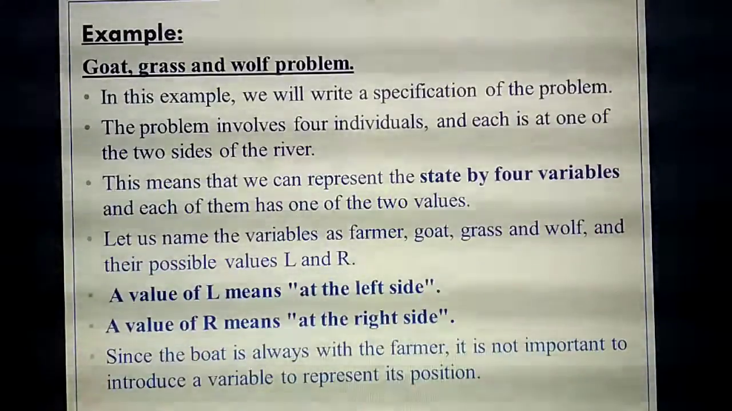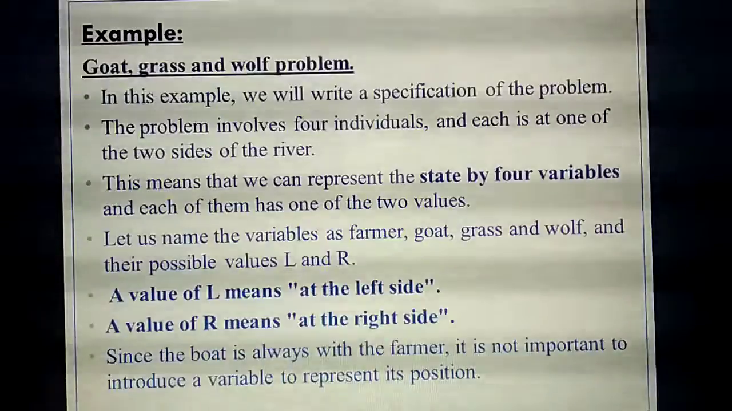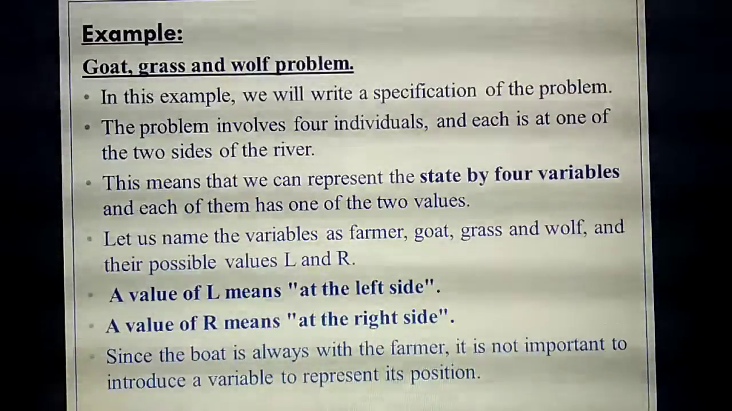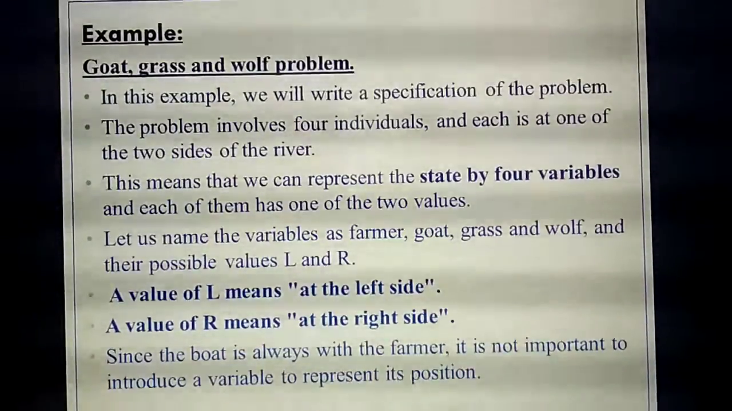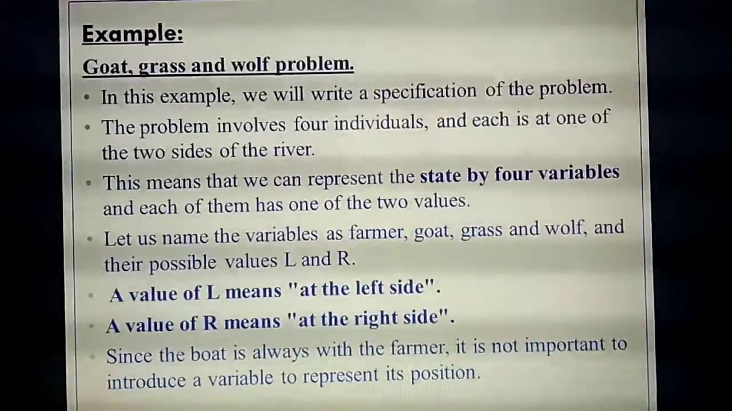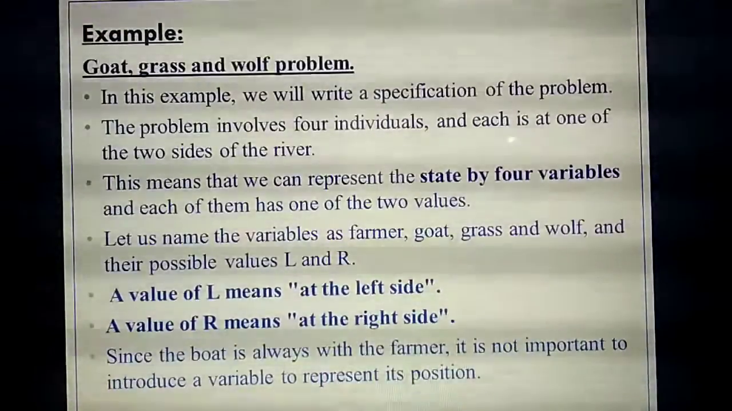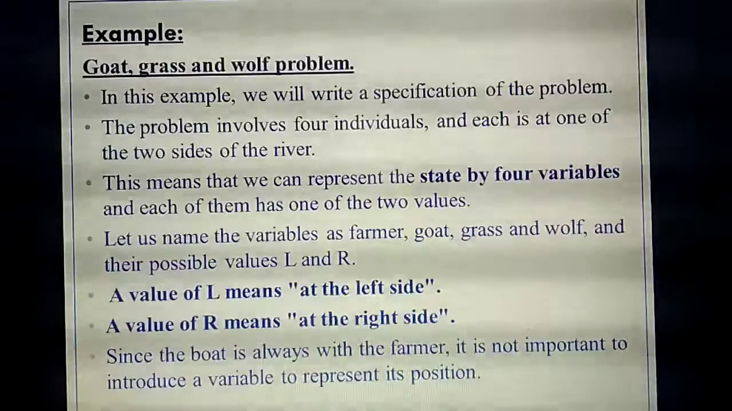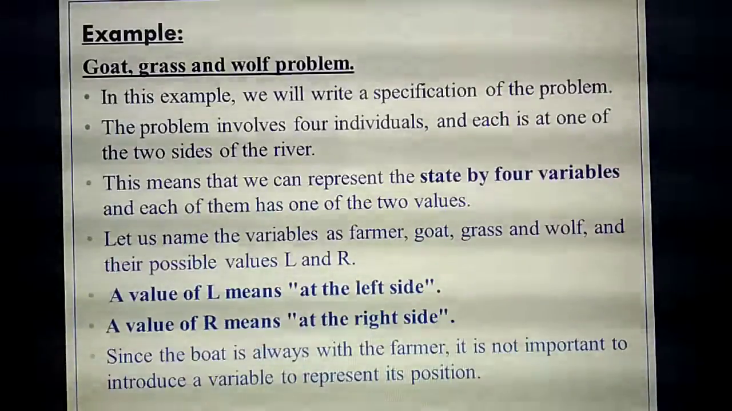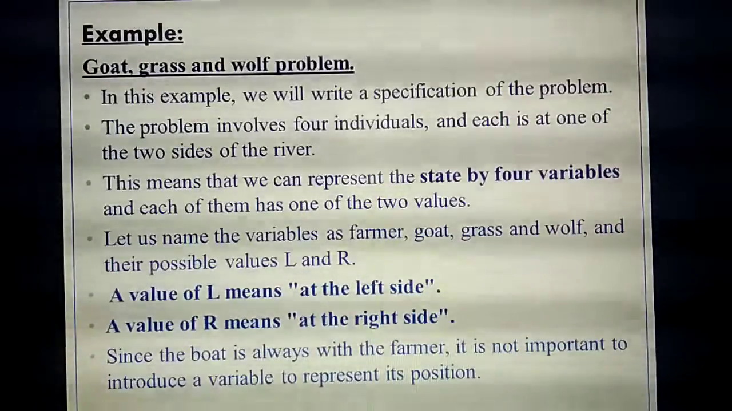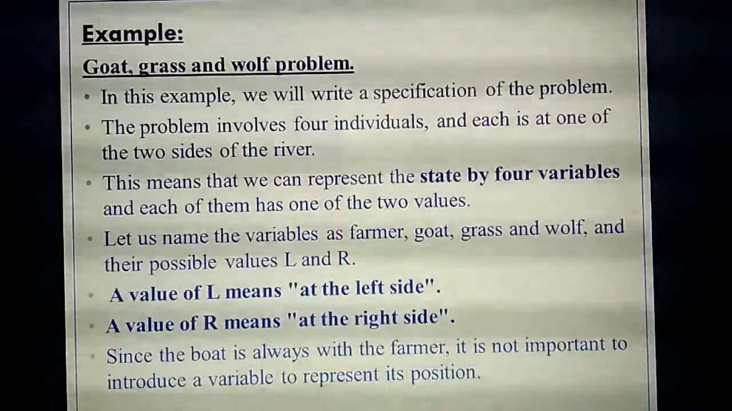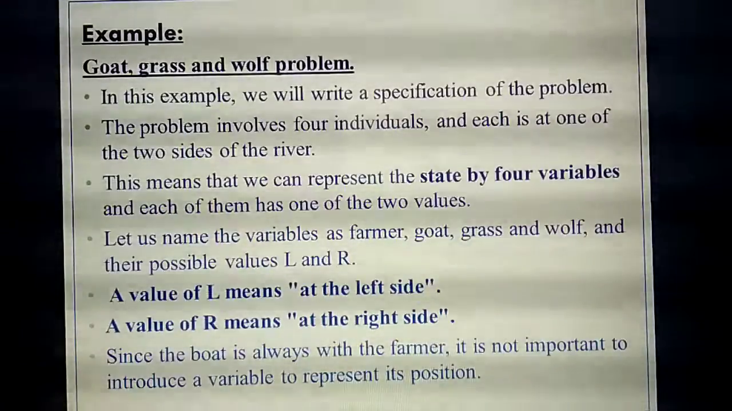So 4 variables. And listen, each variable has 2 values. For the farmer 1 variable, goat 1 variable, grass bundle 1 variable, then wolf 1 variable. So these 4 variables each has 2 values. Understand? So what are the 2 values?